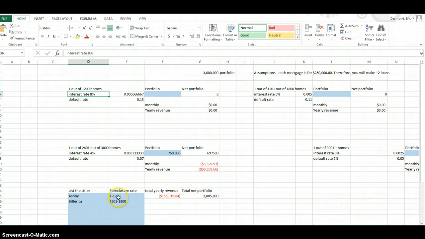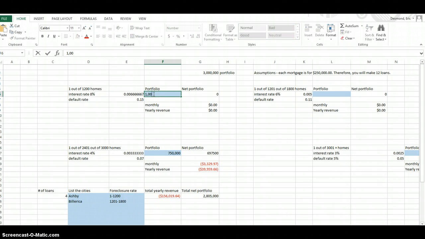So the foreclosure rate is, here it is, Ashby. And say we're going to make 4 mortgages, number of loans, 4, that's $1 million into this category right here.